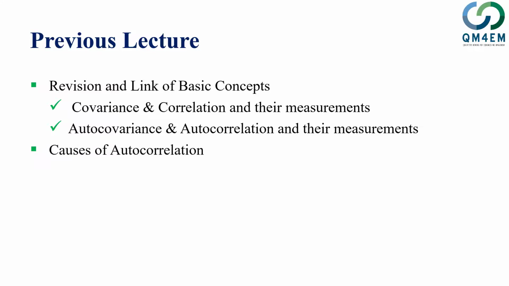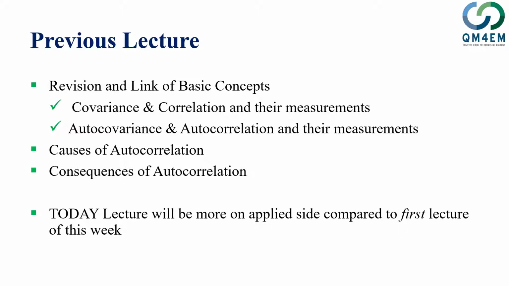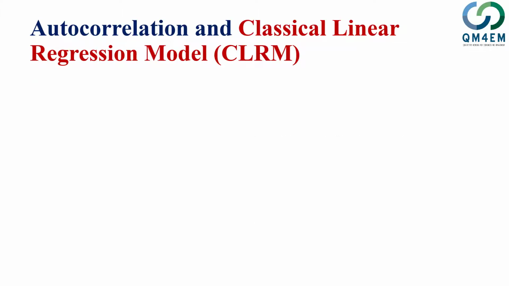Then we talked about the causes of autocorrelation, and we mentioned a number of causes. We'll show you in a minute what these causes are. Then we finally discussed the consequences of autocorrelation, and we also had some discussion on spurious regression. Today's lecture will be more on the applied side compared to the previous lecture of this week. However, before going there, let me quickly give you an overview of the topics which we covered last time.